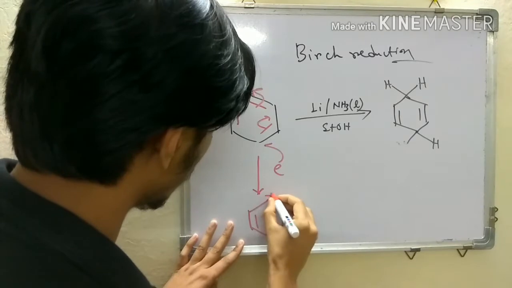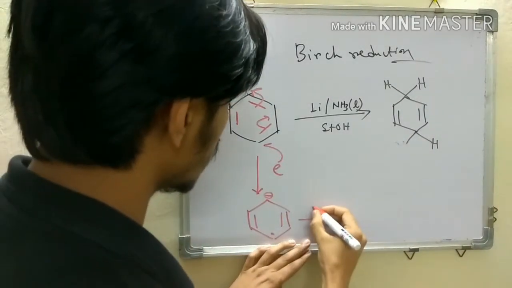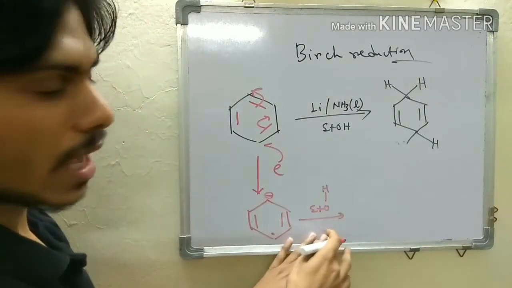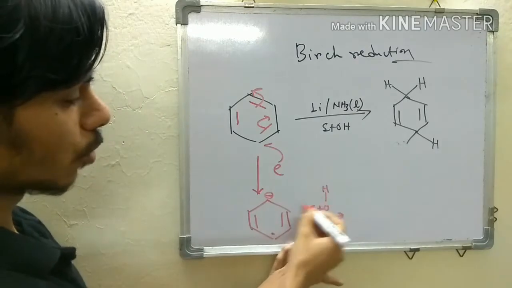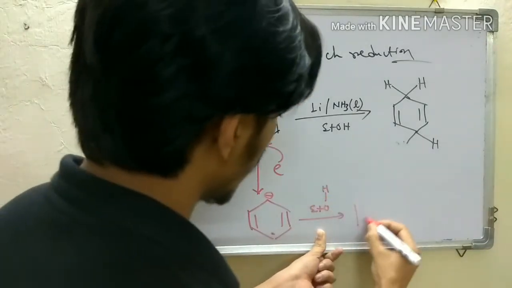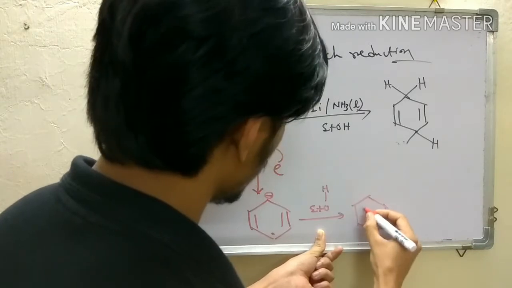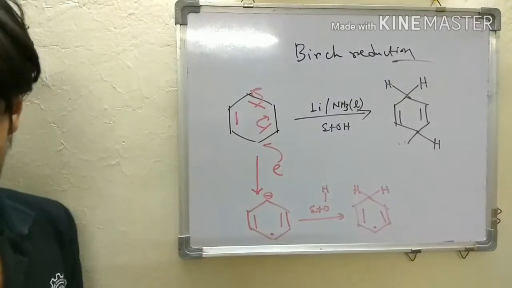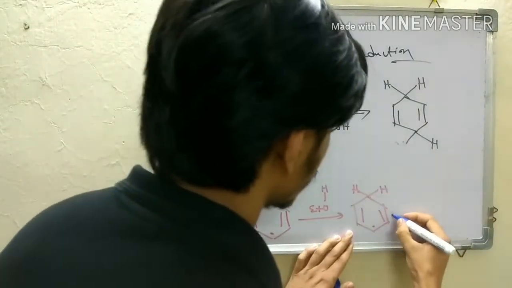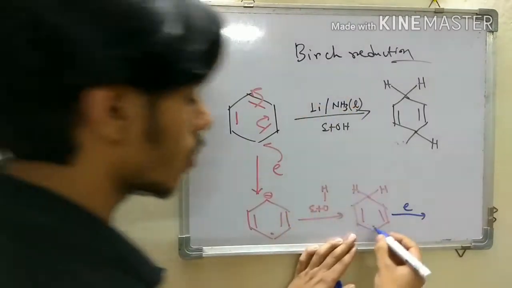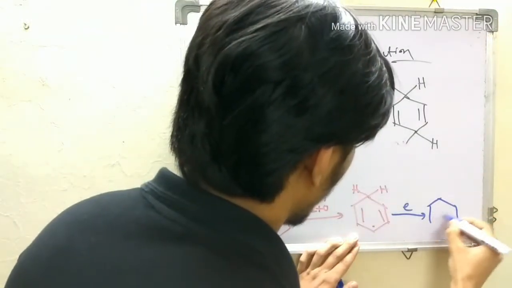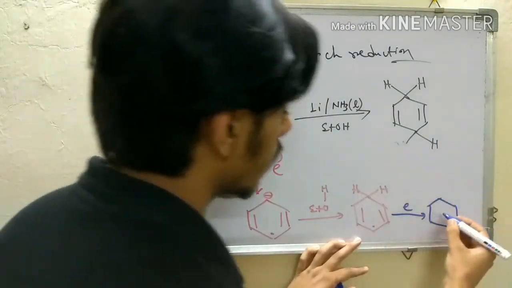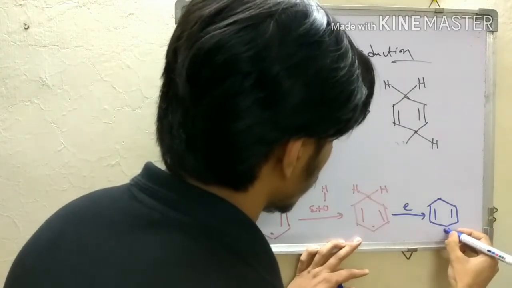Okay, so you have this radical anion, and now you have your ethanol molecules, and this anion is protonated by the proton from this ethanol, and it will form this neutral radical, right? After that, another electron can come here, and radicals are very reactive, so it will immediately form an anion. Okay, so you are getting this anion.